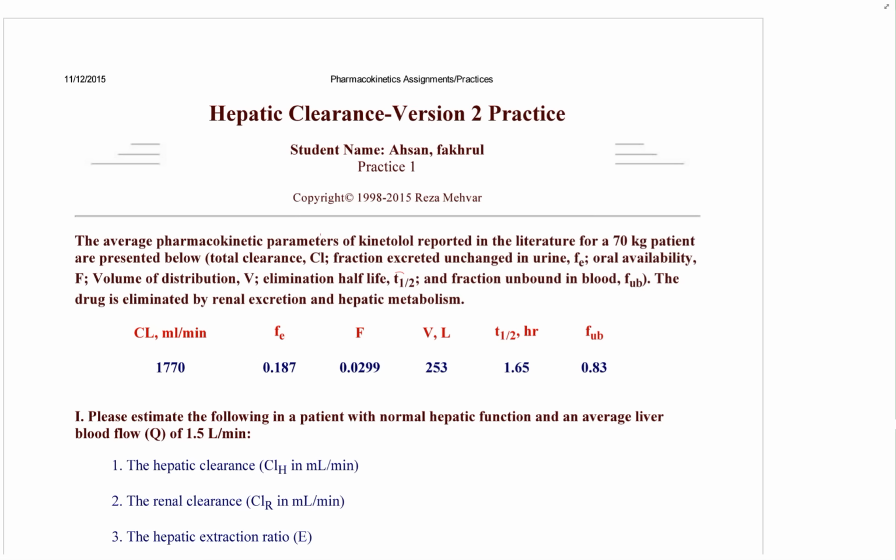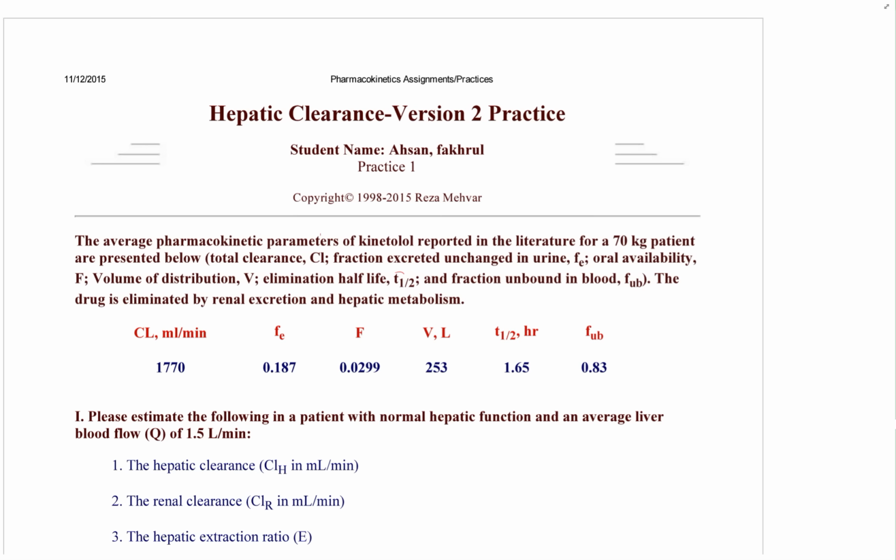Good morning again. Today I'm going to give you a brief, I'll explain everything about the assignment on hepatic clearance.